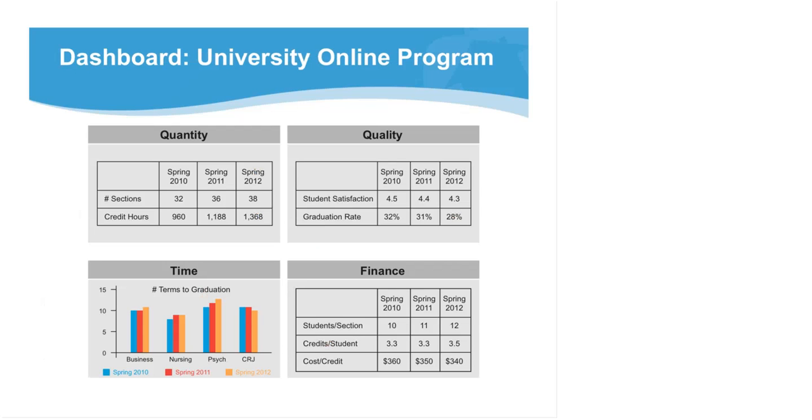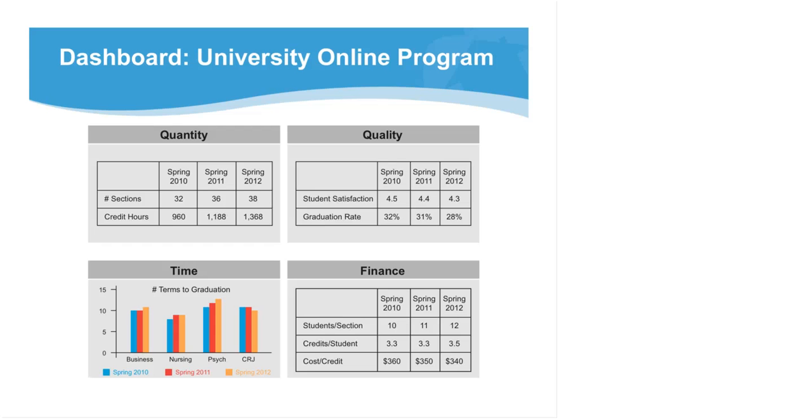In this case, I selected data that I think is important to judge the overall quality of an online program. So if you're an administrator that's managing that, you can pay attention to this kind of data and help you know how your program is doing. So in the quantity area, for example, you want to look at things like the number of sections that are being taught, which is some idea of the workload of faculty, and number of credit hours being generated.